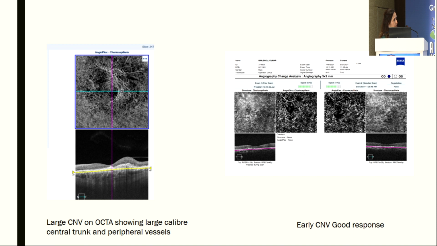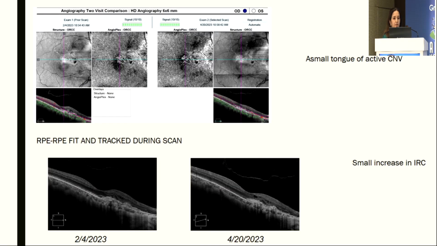But you see a single little tiny vessel here, with a little bit of fluid. If you treat, it's nearly completely gone. So early detection of these CNVs on OCTA can help you decide.